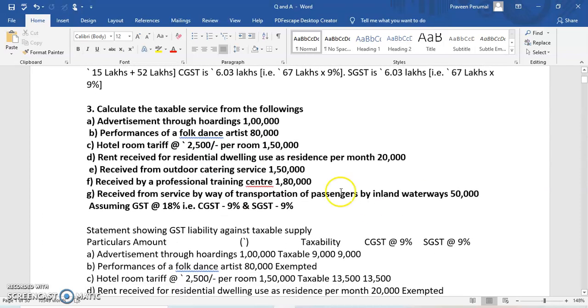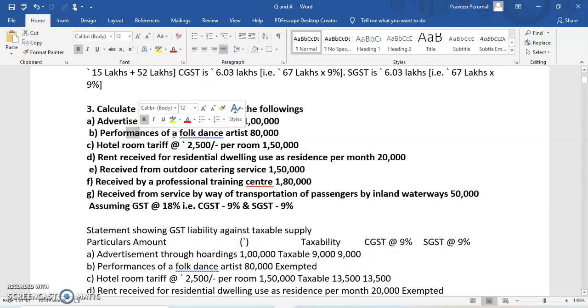Question number 3. Calculate the taxable service from the following. So, advertisement through hoardings. Now, on this entire transaction, you have been given the rate. The rate assumed is 18%, CGST 9% and SGST 9%. Advertisement through hoardings is 1 lakh. Now, is it taxable or exempted? Yes, it is very much taxable. Now, on 1 lakh, if you apply 18%, you would get CGST as 9,000, SGST as another 9,000. So, this is a taxable transaction.